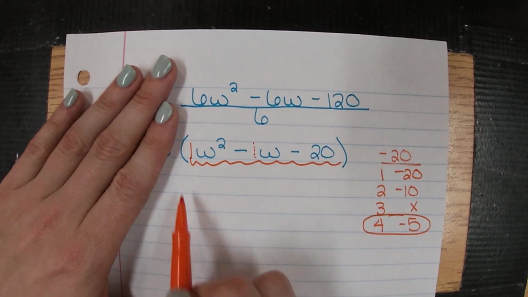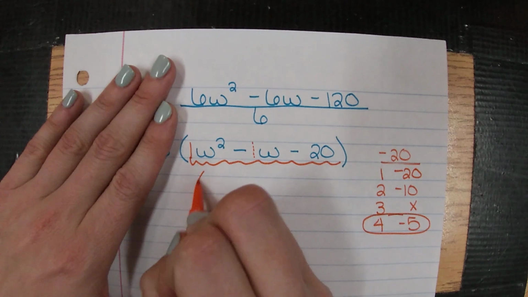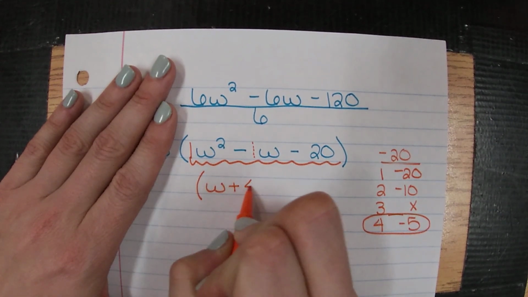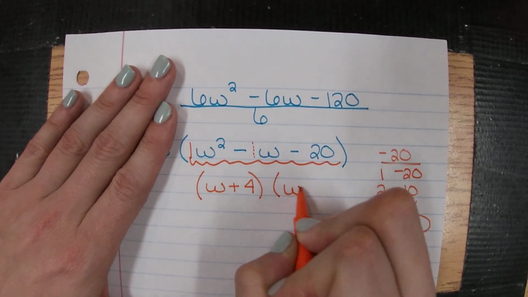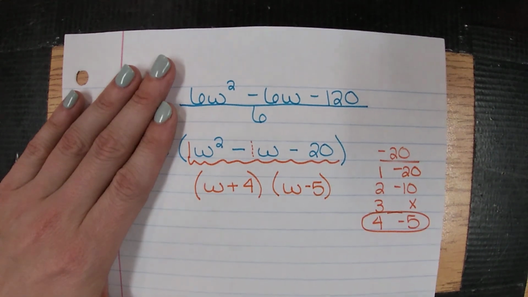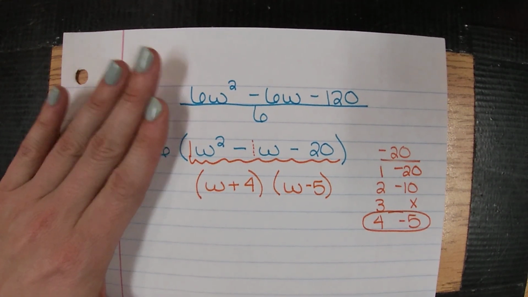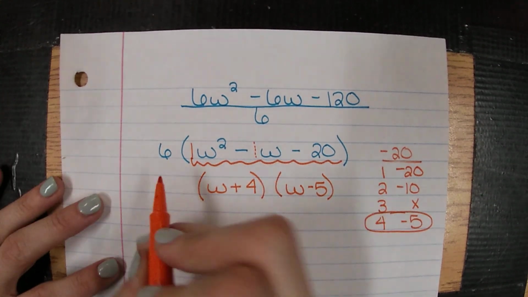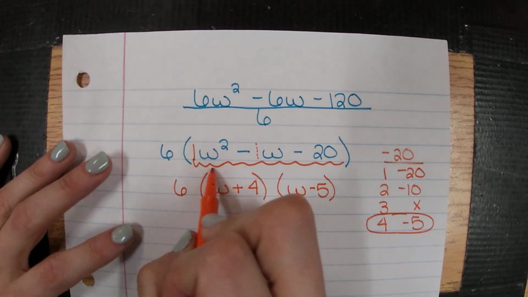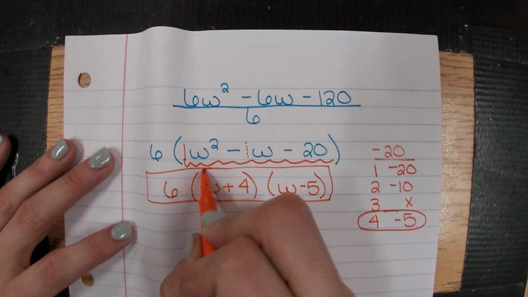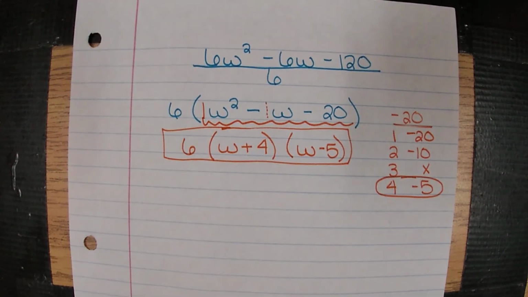If A equals 1, we can do that shortcut. So a W plus 4 and a W minus 5. What do we need to make sure we still include? Right, the GCF. So that still is included in our final factored answer. And so this would be our final factored form.